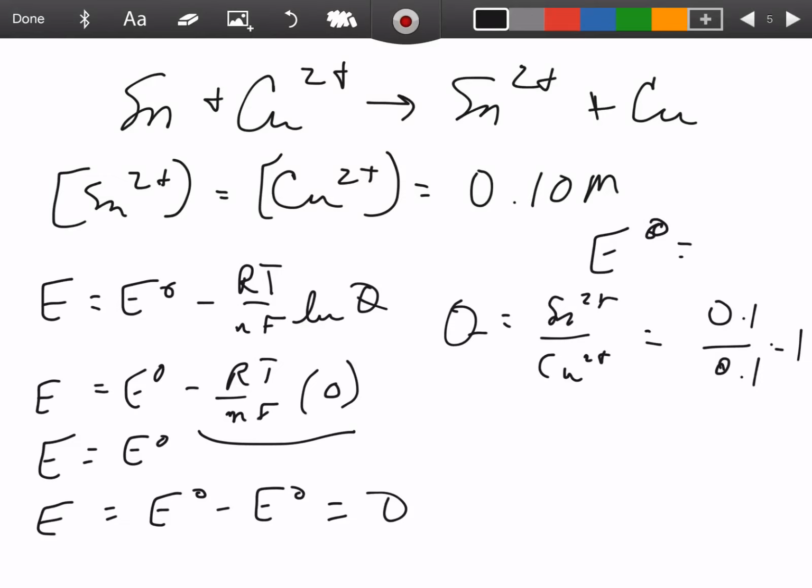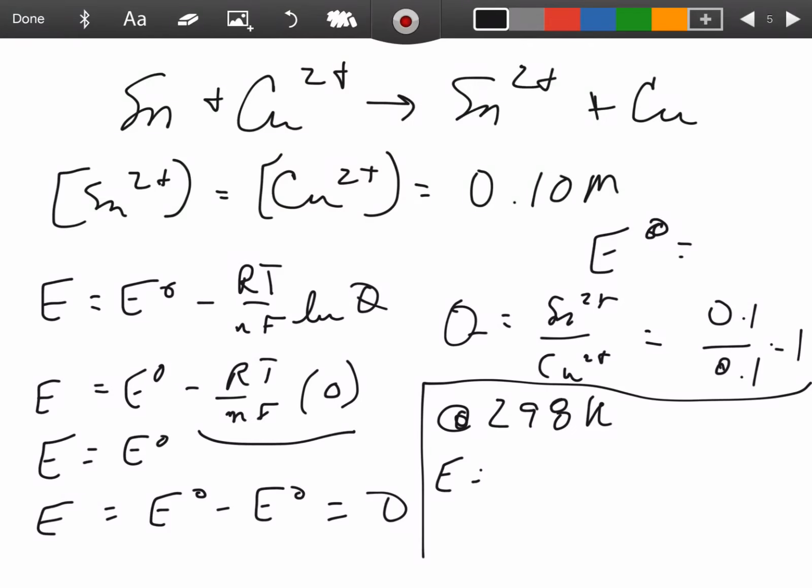I should also mention that the Nernst equation can be abbreviated a little bit. If we are at 298 Kelvin, then E will equal E0 minus 0.0592 over N times the log, the base 10 log of Q.